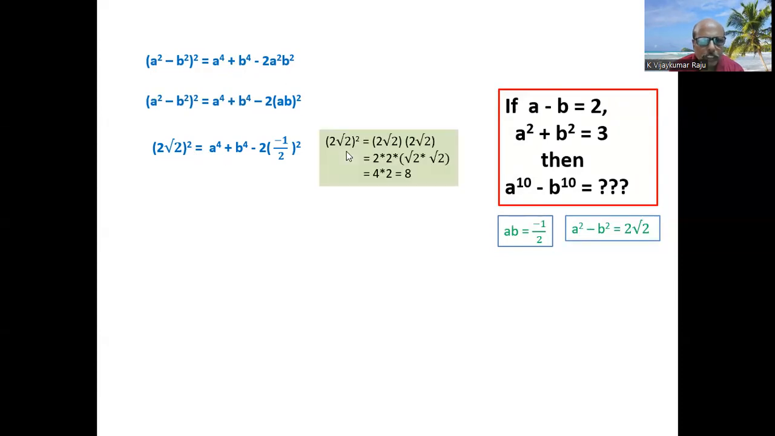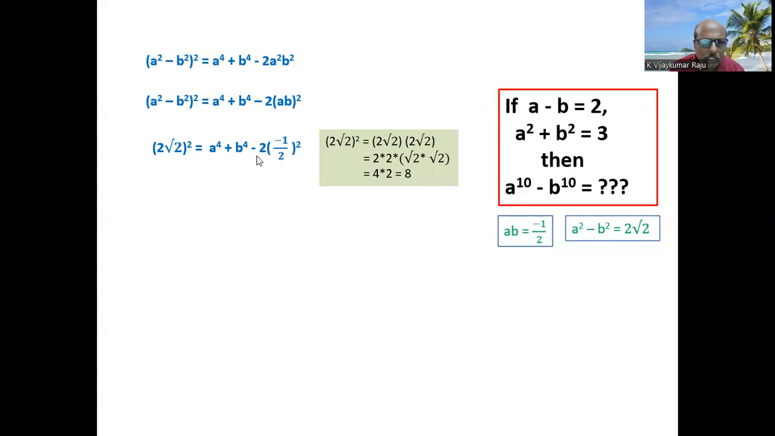Now 2 root 2 whole square, what will be its value? I'll just explain it here. 2 root 2 whole square is 2 root 2 multiplied by 2 root 2. The number with number you should multiply, so 2 into 2, and the root with root, so root 2 into root 2. Root 2 into root 2 is root 4, which is just 2. So 2 2s are 4, 4 2s are 8. That means 2 root 2 whole square is 8. This value is 8, and here it is 1 by 4 because the square is there.